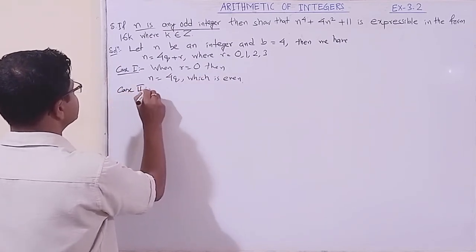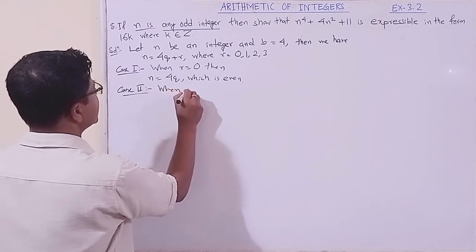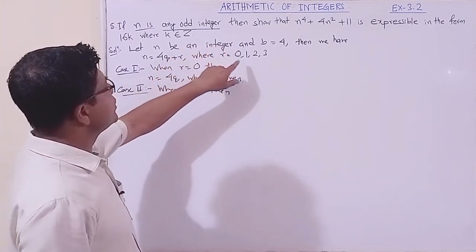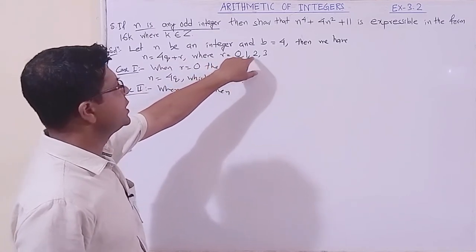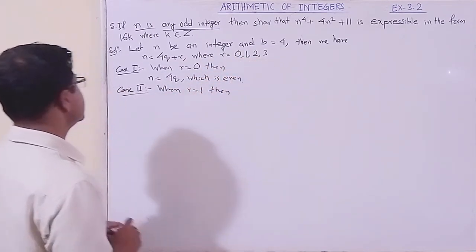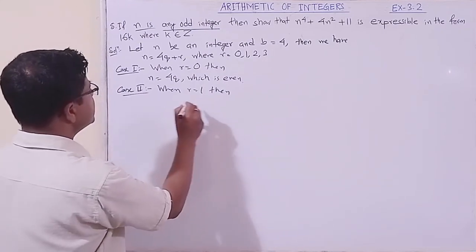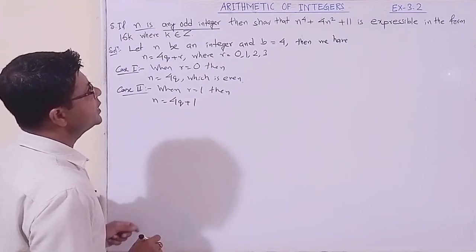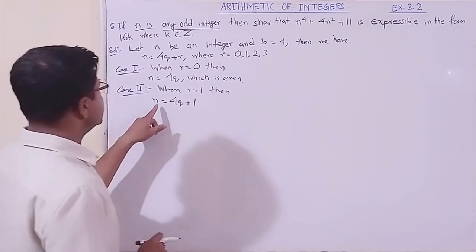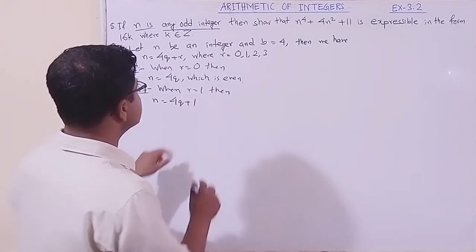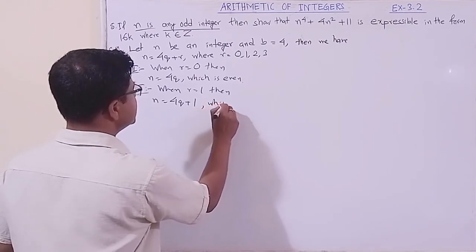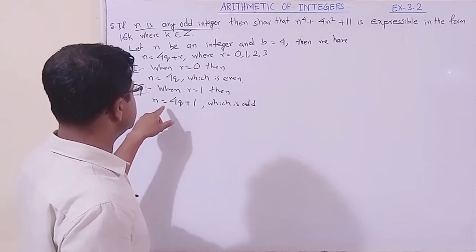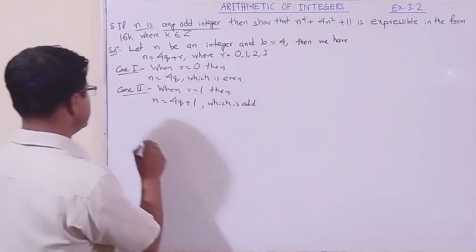So this case is rejected. Case 2, when r is equal to 1, or directly you can do here the odd integer we can get for this when r equal to 1 and r equal to 3. Let us do in that manner also. When r is equal to 1, then n is equal to how much? 4q plus 1. Now the value of n is this, which is odd, let us substitute the value of n there. Let us see what we find.